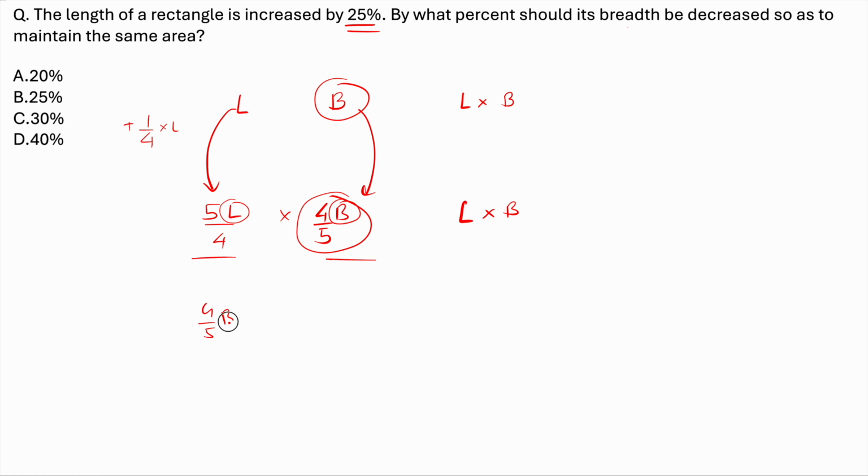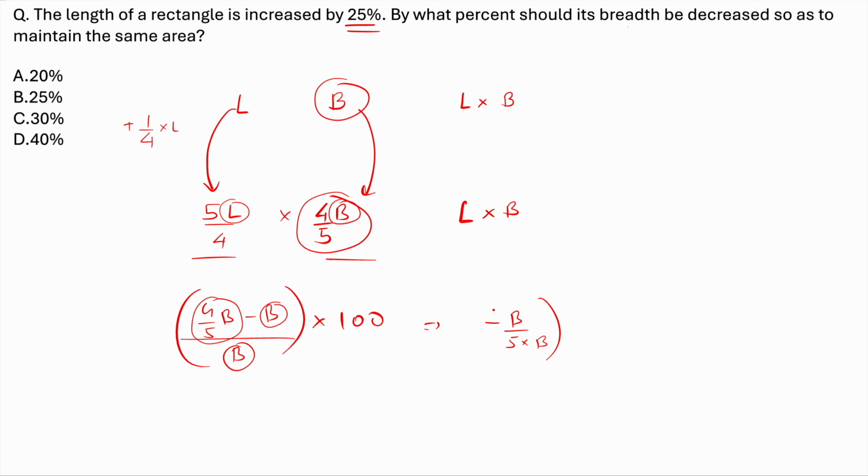So 4 by 5B minus the initial B upon B into 100 is the percentage change in the breadth. Final minus initial upon initial into 100. So 4 by 5 times B minus B is basically minus B by 5 divided by B, multiply this with 100. This is minus 100 upon 5 or minus 20. So the breadth needs to decrease by 20% to maintain the same area. It is the A option. Okay. That is one way of solving.